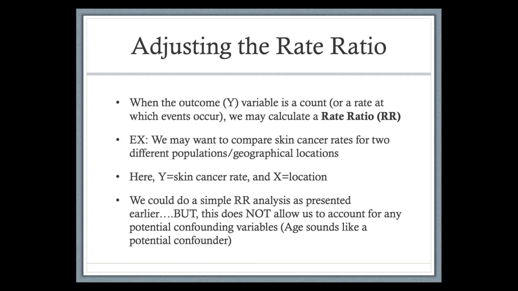For example, age may potentially be a confounder. Age is associated with skin cancer rate: as people get older, they're at a higher risk. And age may be associated with location, depending on how we've defined geographical locations. Certain cities or areas may be older or younger on average. So we should account for those.